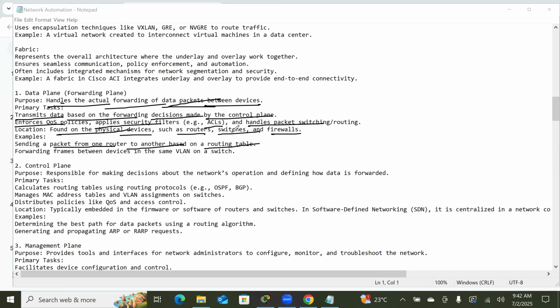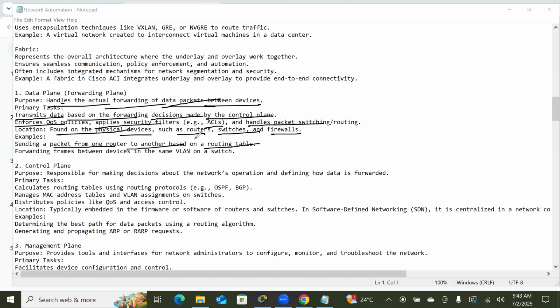How do we send the data from one network to another network? Based on the routing table, obviously. This is where we have the best path, so based on that you send the data. When it comes to switching, how does it send the data? Based on the MAC address table. And if you have created any VLAN, based on the VLAN database also it will send the data. So this is all happening in the data plane.